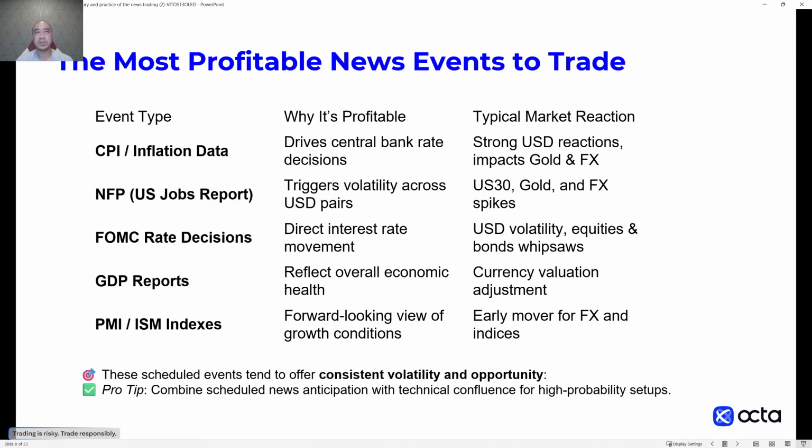And when we get the NFP numbers, it does trigger volatility across the dollar pairs. We've got Dow Jones, Nasdaq maybe, if you're trading the futures, we've got gold, and then we've got the major FX market that has the US dollar spiking pretty much immediately. FOMC rate decisions mean direct interest rate movement, dollar volatility, and equities and bonds also whipsaw.